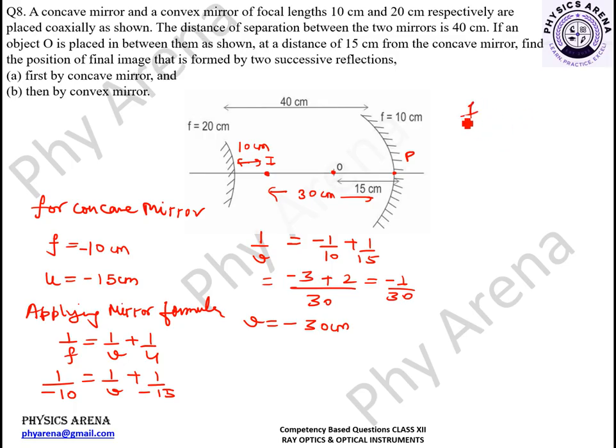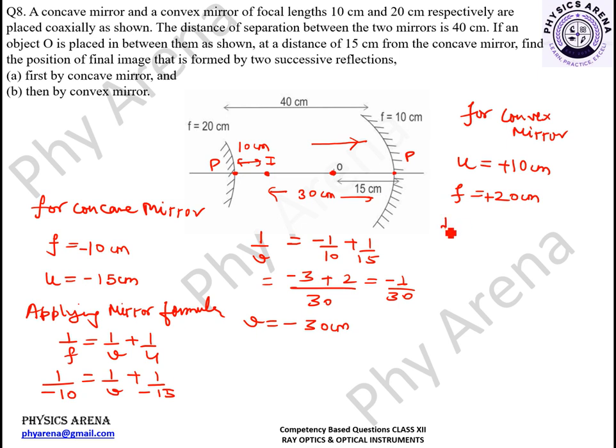And for the convex mirror, the distance u will be 10 centimeter, and we have to take it as positive. Why so? Because for the original object, the direction of incident light will be like this, and when we are moving from the pole of the convex mirror towards the image I, we will be moving in the same direction as that of the incident light, and hence this distance has to be positive. Now f is given to us as 20 centimeter, and for a convex mirror it is always positive.